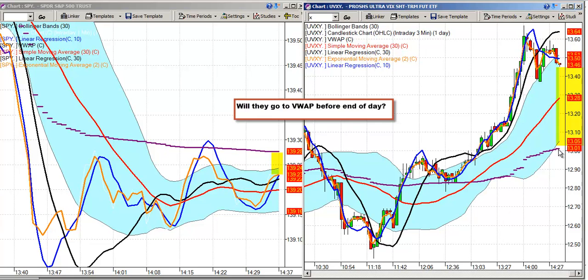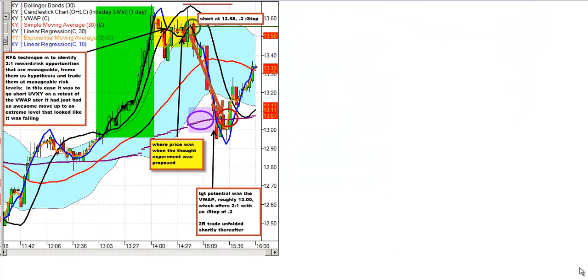That's a reversion to the main trade, reversion to the VWAP. That gives me a 2-to-1, so I can go ahead and take that trade. Now, basically, what we've done is, I'll just read the chart, we're using a ready, fire, aim technique. And we're going to identify 2-to-1 reward to risk opportunities that are manageable, frame the idea as a hypothesis, and trade them at manageable risk levels.